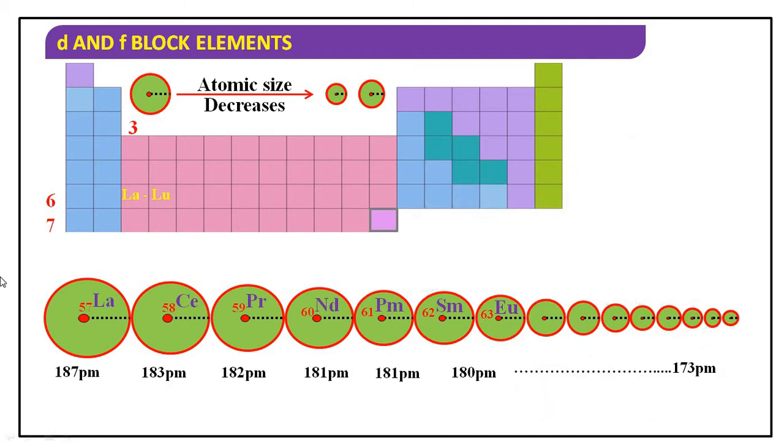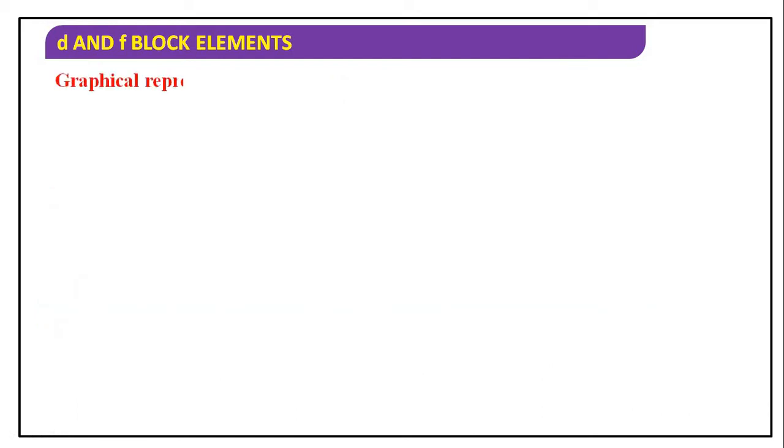Now let's see what happens to the atomic size of lanthanides along the series. In case of lanthanum, the atomic size is 187 picometer. Cerium has 183 picometer atomic size. Praseodymium has 182 picometer. And lutetium has 173 picometer. So there's a steady decrease in atomic size from lanthanum to lutetium. This steady decrease in atomic size of lanthanides is what is called lanthanide contraction.